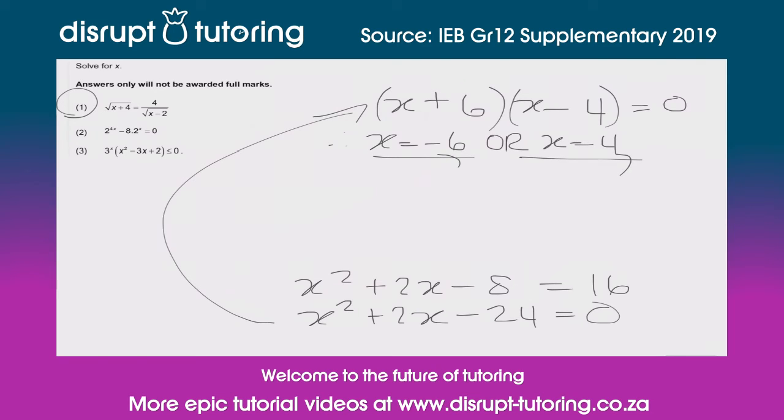Do we know that both of those solutions are correct? Because we squared both sides, we need to go back and check both solutions. And when we do that, we find that when we sub in x is minus 6, it does not work. So we cannot accept that as one of our answers, and we say that it is not applicable. When we sub the 4 back in, we see that it is in fact a solution, and therefore x equals 4 is the only solution for this particular question.